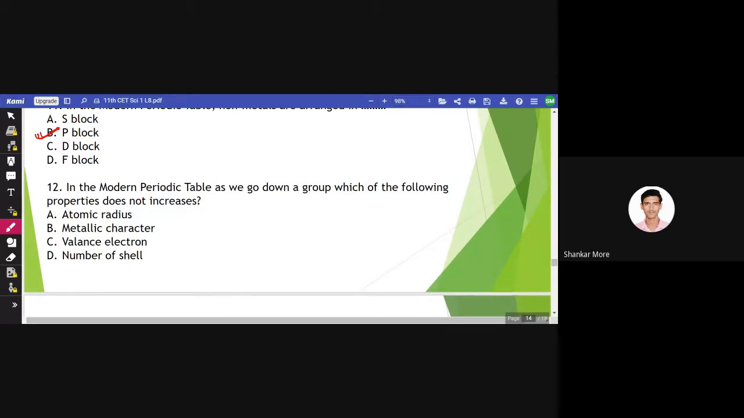Obviously it will increase, Anvay, isn't it? As we go down the groups, the number of electrons increases, right? So obviously atomic radius will change, and metallic character will also increase. Valence electrons will be the answer. Valence electrons will not increase, understand? Valence electrons will remain the same instead of increasing. The number of shells will also increase; obviously atomic radius is increasing, which means the number of shells is increasing. So option C is correct: valence electrons is the one property that will not increase as we go down a group.